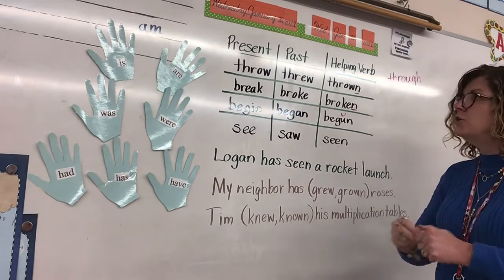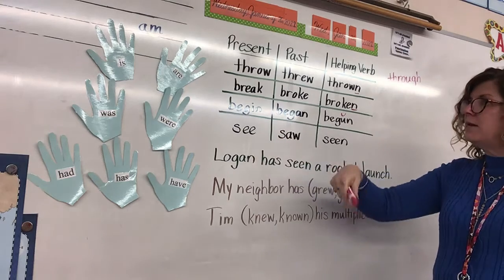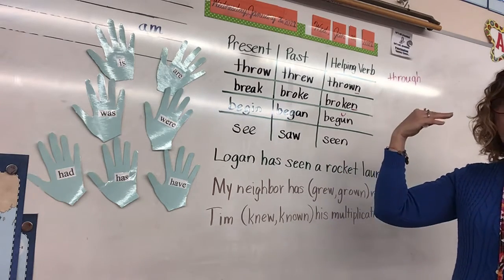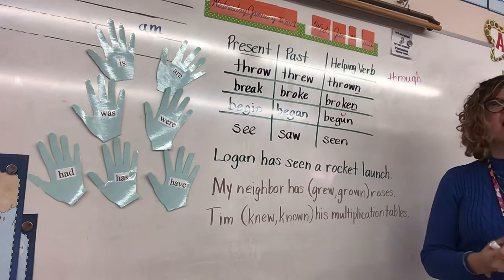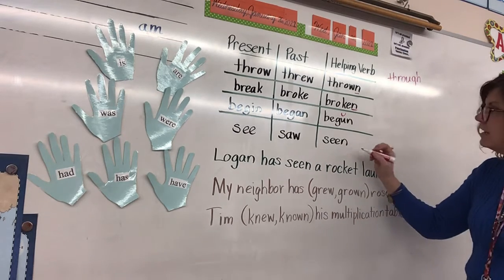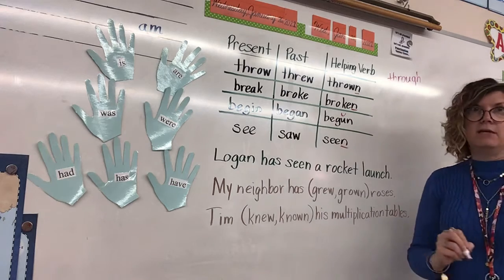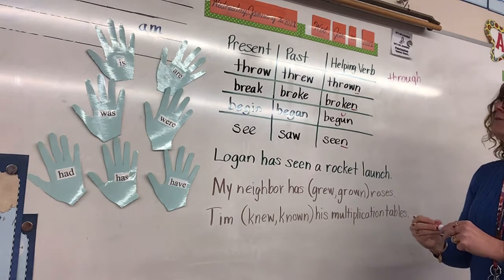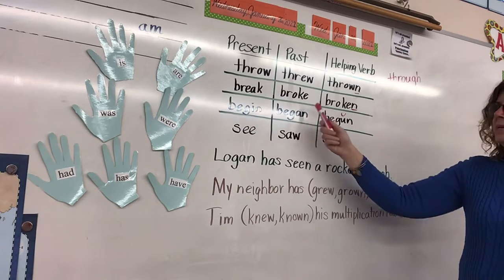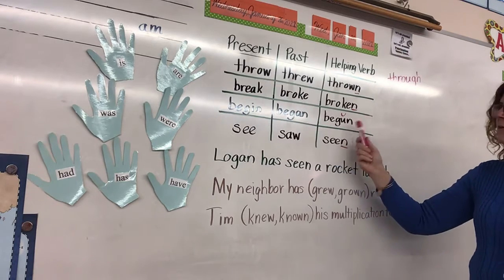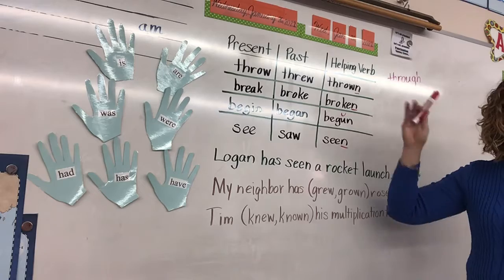All right, then we have the word see. I see right now. I saw it already, and I have seen it many times. All right, and so then again, the hint is the one that ends in an N. There is more than one that we're going to be learning that has N for all of them. Begin, began, begun. And so it will always be the short U one that needs the helper.